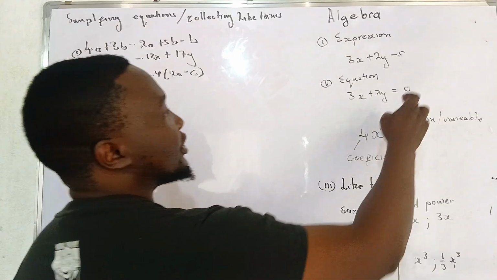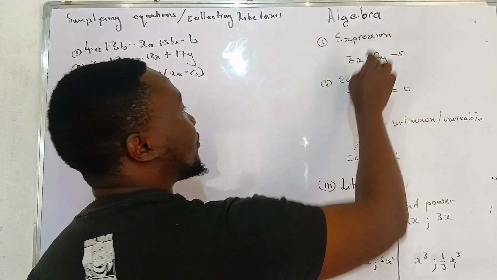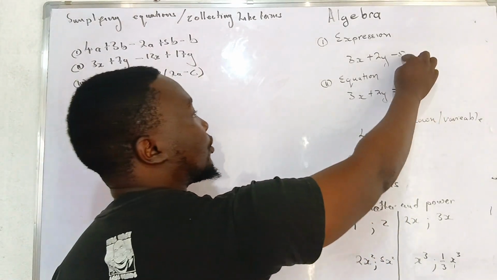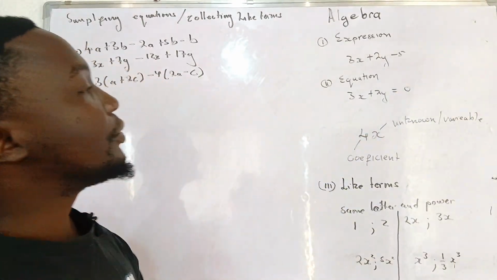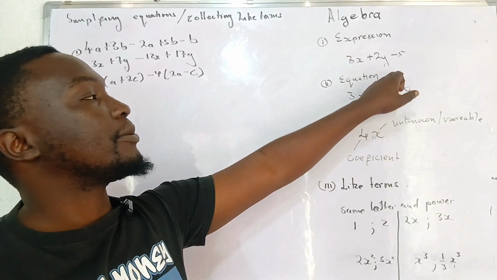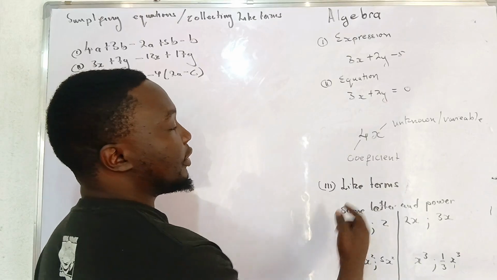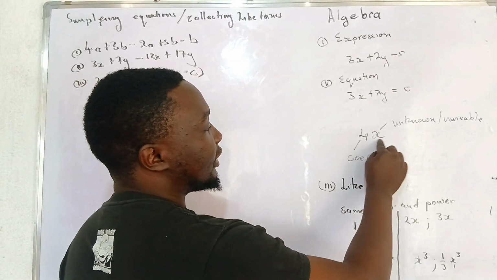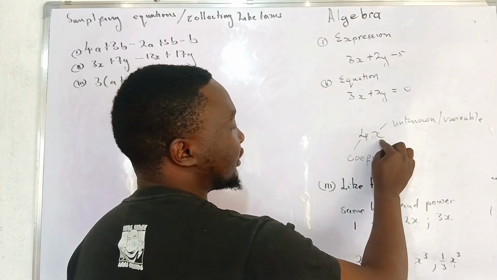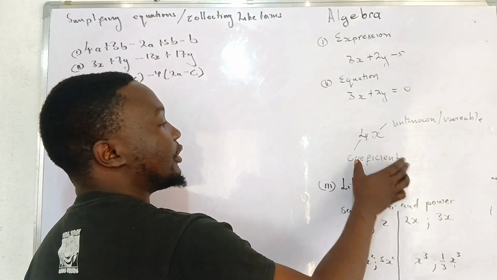So an expression does not have an equal sign, it just consists of variables and coefficients and also constants. An equation has an equal sign. So this is the difference between an expression and an equation. So what are we calling variables? These figures that are represented by letters, x is a variable or an unknown, and 4 is a coefficient.